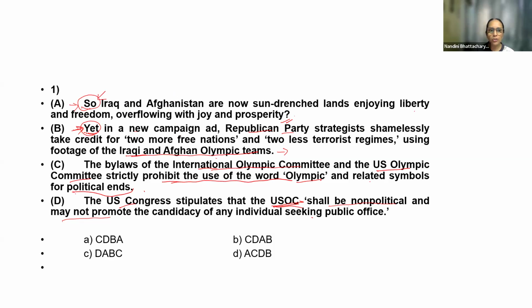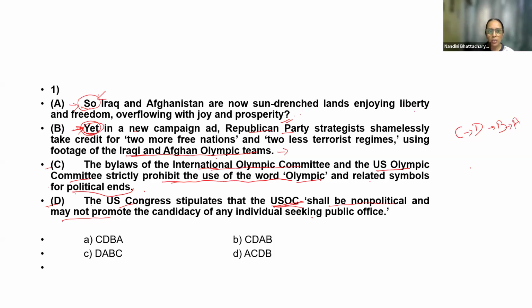Okay. Now what should come before this "yet"? D. D can come before "yet", right? So we have D followed by B, right? Now anything that comes before D: C. C comes before D. Yeah. So now we are left with A. Can A be an introductory sentence? No, so it will come after B.